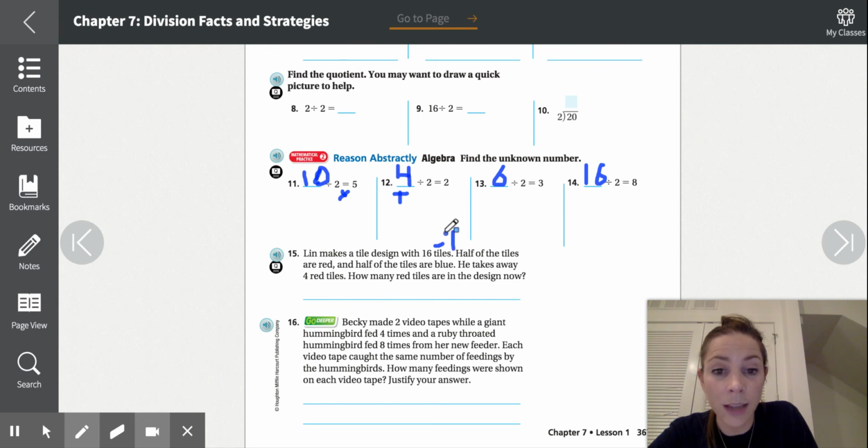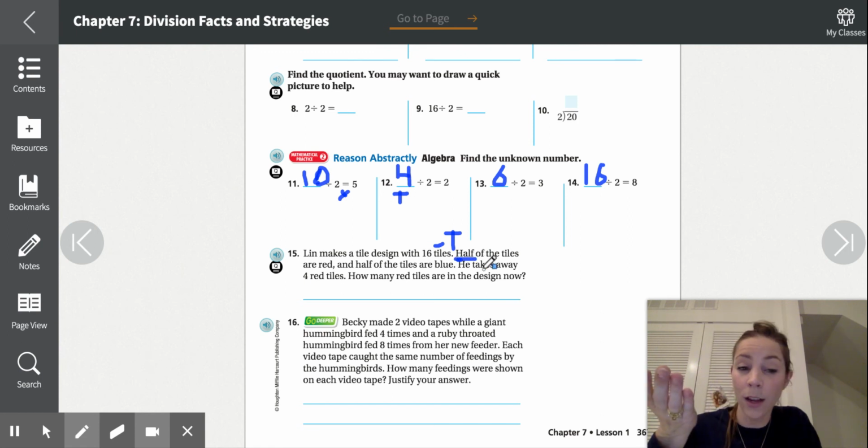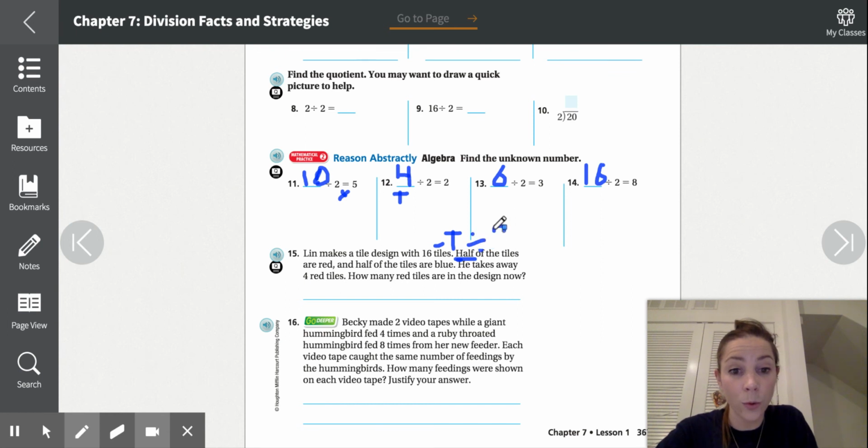My 16 tiles is the total. Okay, so when I am doing this, I know I'm going to probably be doing division. Half means I'm taking that total and dividing it into how many groups if you're cutting it in half. It means to divide by 2 because you're going to make it into 2 groups. Half of them are red, half of them are blue. So I'm going to make 1 pile for red, 1 pile for blue.